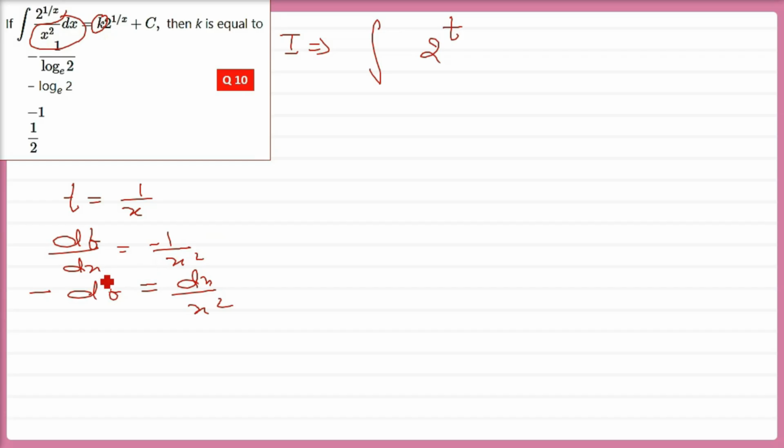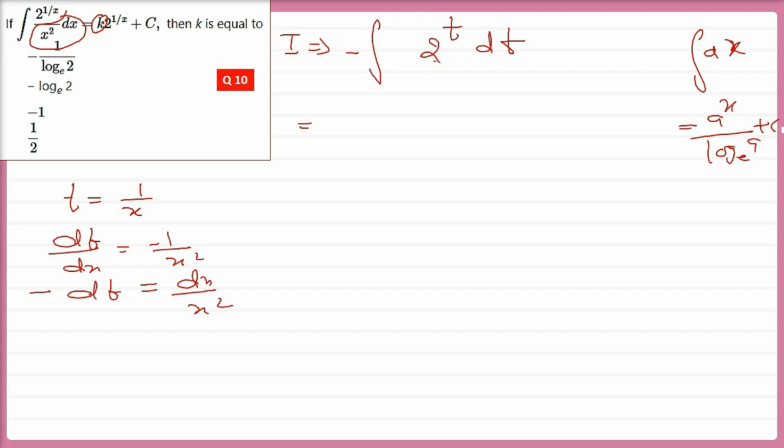1 by x has been taken as t. So 2 raised t, negative dt. So negative I am taking outside, dt remains inside. So a raised x integration you know already. That is what we have to do here. A raised x divided by log a. Please remember, the log has base e in this case.